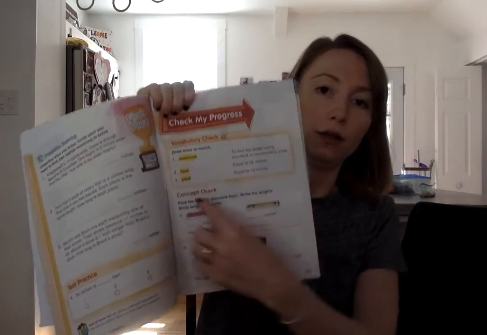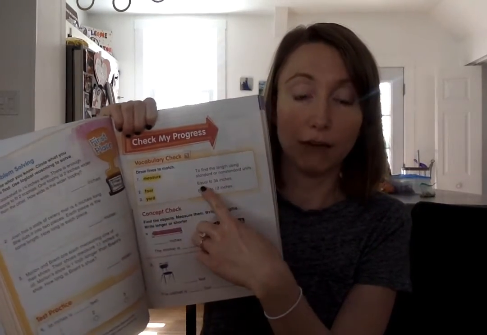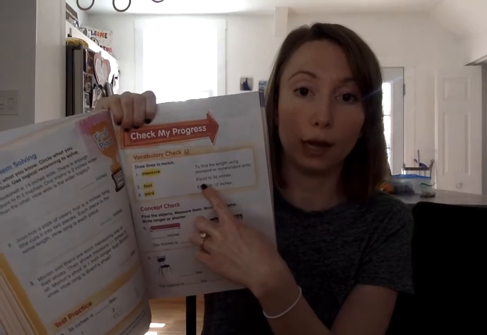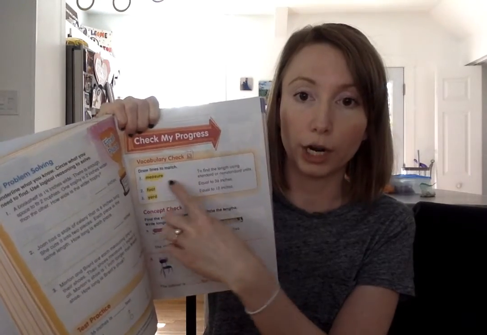So, as all Check My Progresses go, it starts with a vocabulary check. So your job is to draw a line from the word to the definition. So the definition is what it means. So again, you're drawing a line from the word to the definition, and the words are measure, foot, and yard.